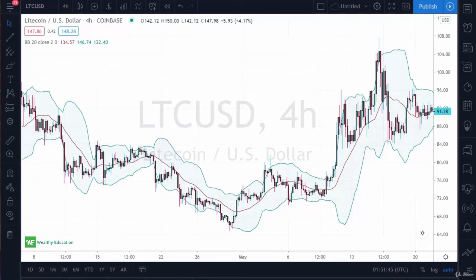So in the next video, we're going to take a look at how to trade consolidations with rectangle patterns.